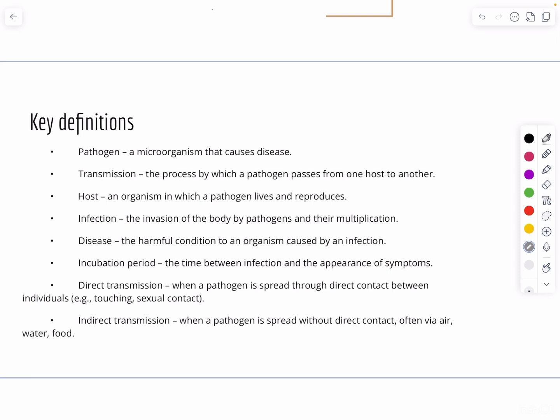We have direct transmission, when a pathogen is spread through direct contact, and indirect transmission, when a pathogen is spread through indirect contact, often via air, water, or food.